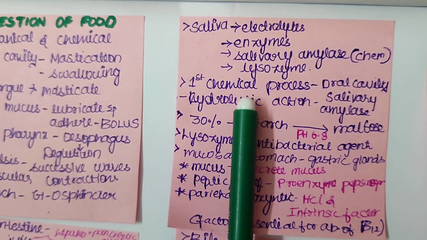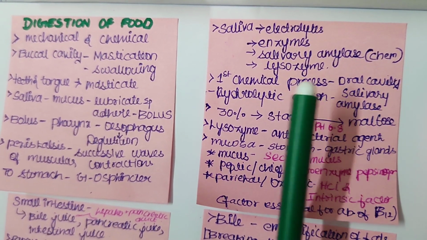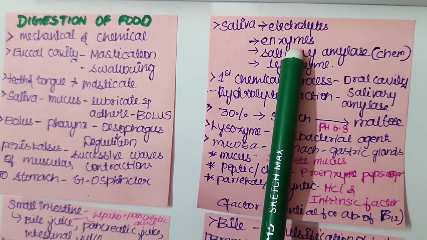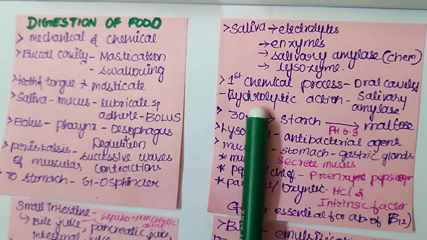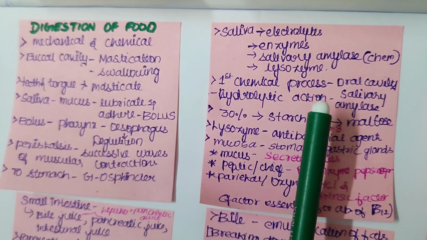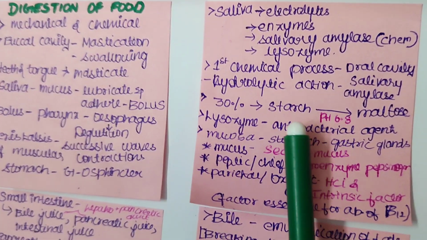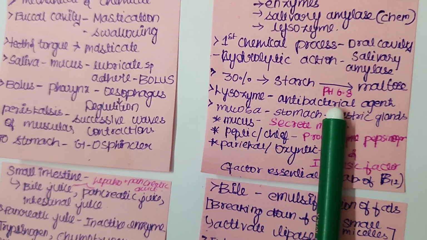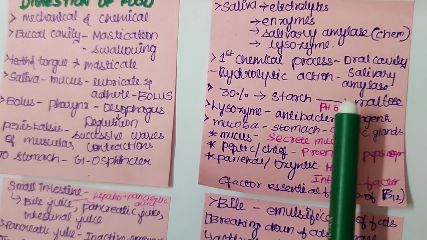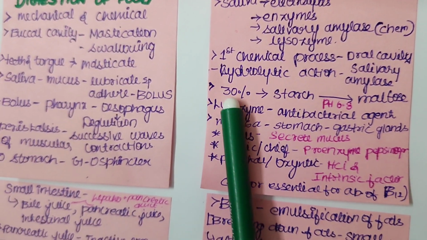So if you see, the first chemical process happens in the oral cavity, which is the buccal cavity. What is happening there? The salivary amylase, which is a carbohydrate-splitting enzyme, converts disaccharides to monosaccharides. This is an example for starch: at pH 6.8, using the salivary amylase, it converts the starch to maltose. This is the first chemical process.